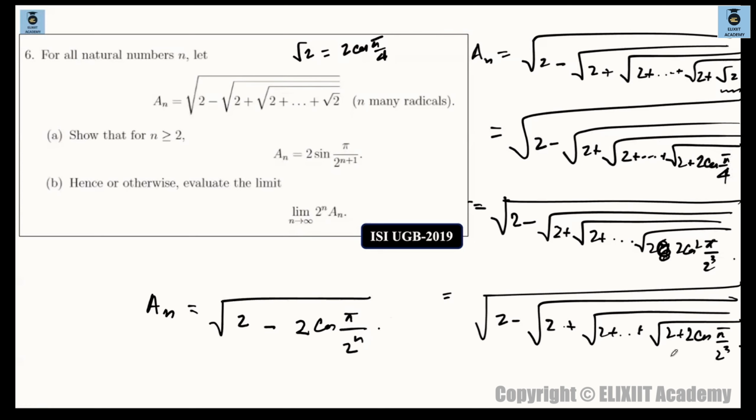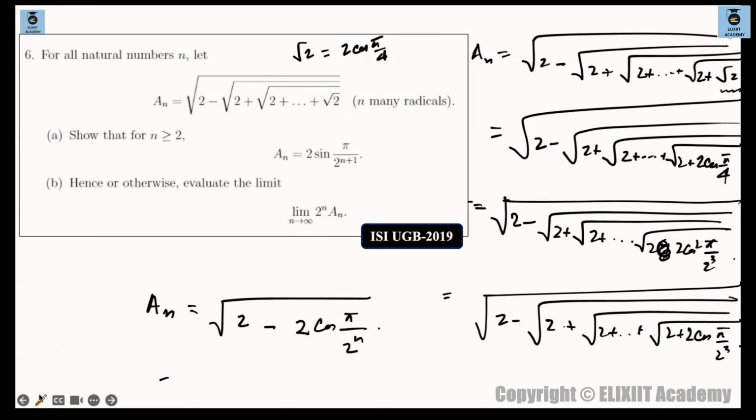For n minus 1 terms, we will be having, at the last, this minus was this, so 2 minus 2 cos of pi by 2 raised to the power of n, for n minus 1 terms. So for n terms, what will happen? For n terms we need to simplify.